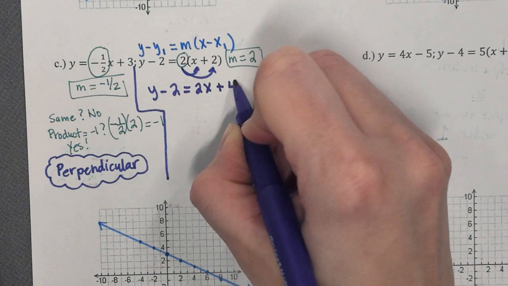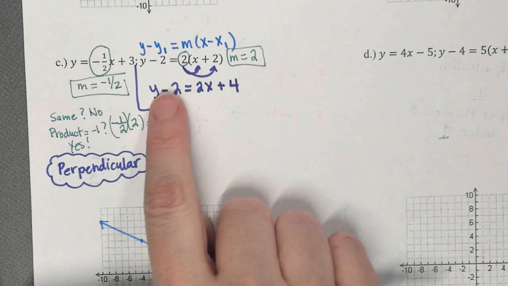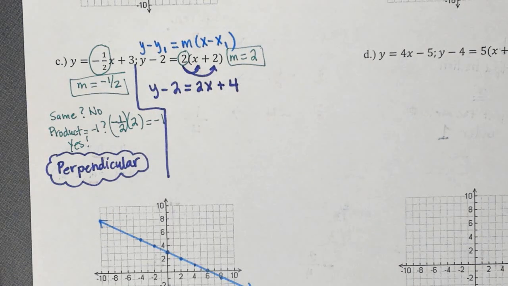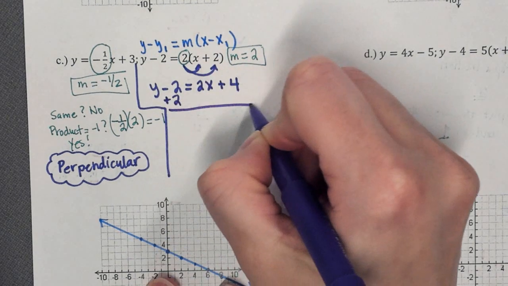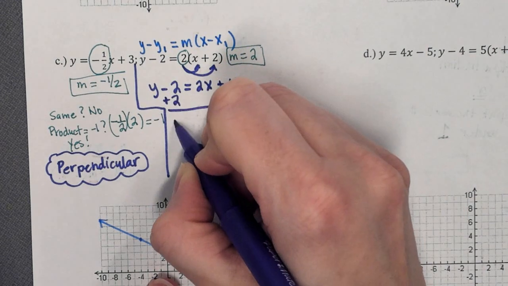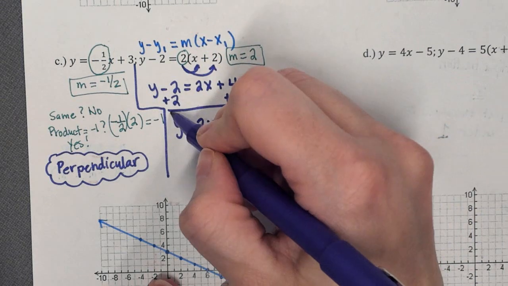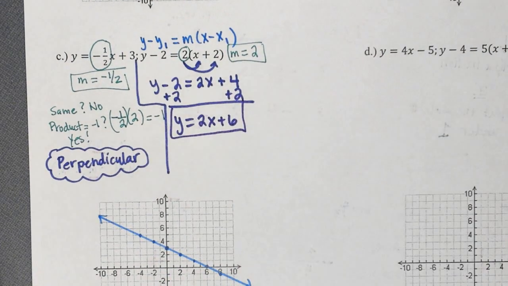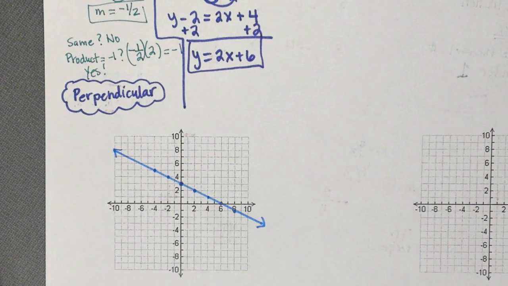Great. Okay, and Avery, I think you did this too. So when you got here, what did you do to get y by itself? Yep, good. You got to add the 2 to both sides. Okay, so that's in a form where we can graph by starting at the y-intercept.